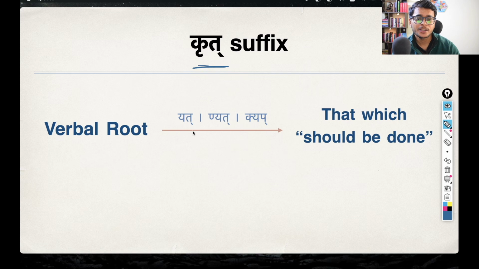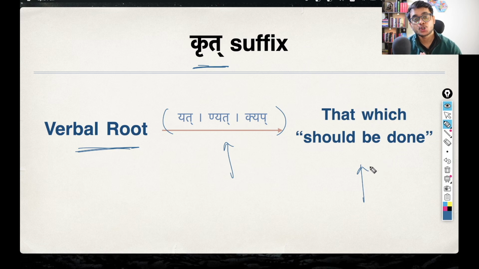And in this category, today we are covering these three suffixes: yat, nyat and kyap. And what do these suffixes do? They create a new word from a verbal root, from a dhatu. And that new pratipadika gives the meaning that which should be done. So whatever new pratipadika we create, the meaning that it gives is that which should be done. With examples, it becomes more clear.